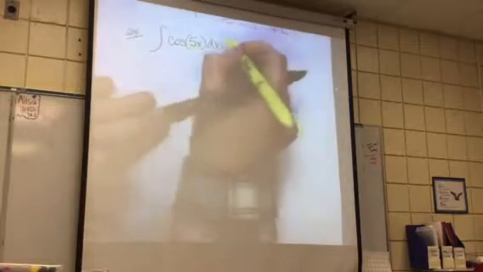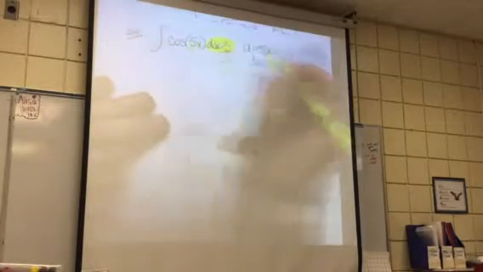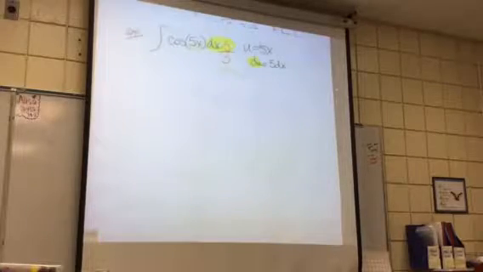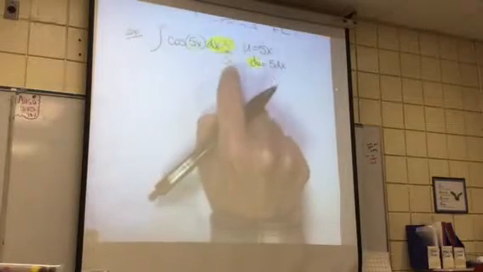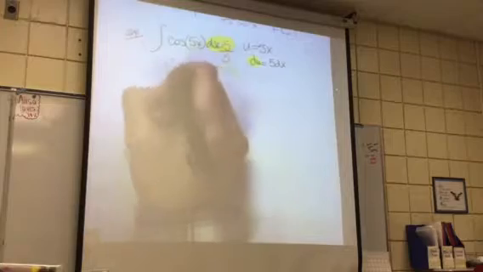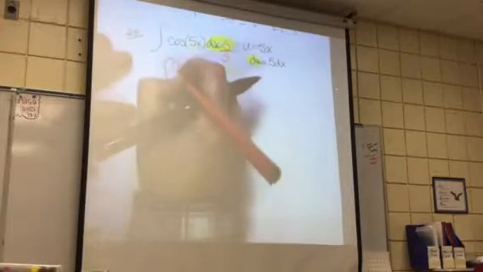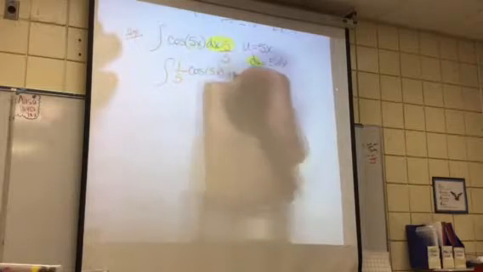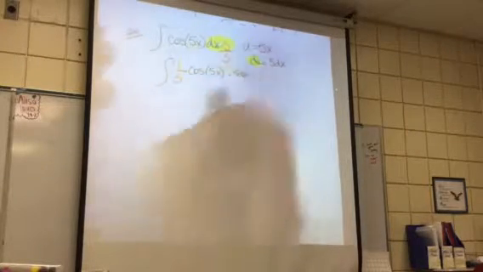Now, doesn't this equal what I need it to? So that's going to be my du, but don't I still have this 1/5? So now I'm going to integrate 1/5 cosine of 5x times 5 dx.